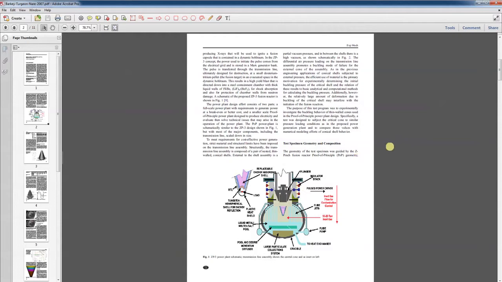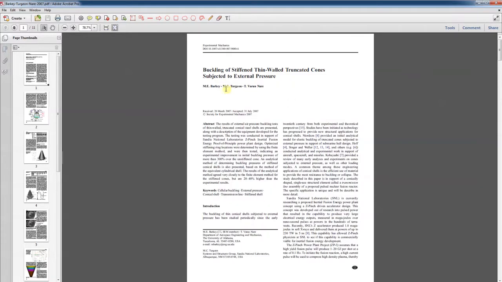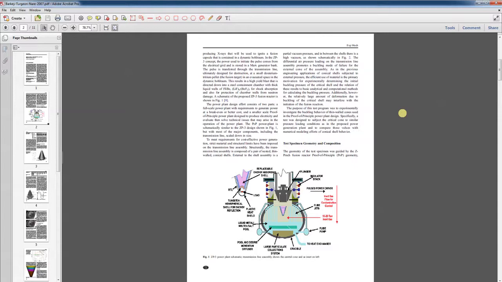I thought it was kind of interesting. And in part of this, we're going to take a look at some equations that are in this paper. Matt Turgeon was my sponsor at Sandia National Labs, also a master's student of mine, and Varun Nare was a student of mine a few years back as well.